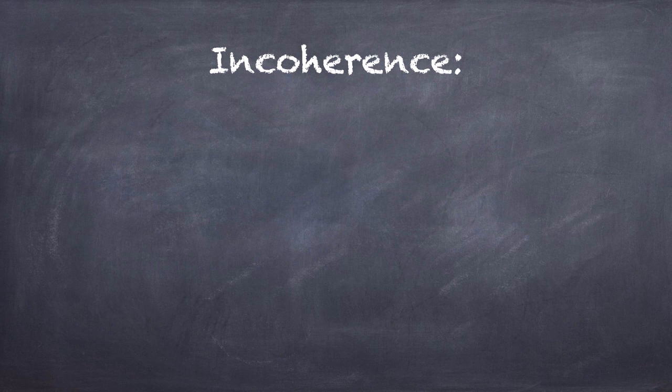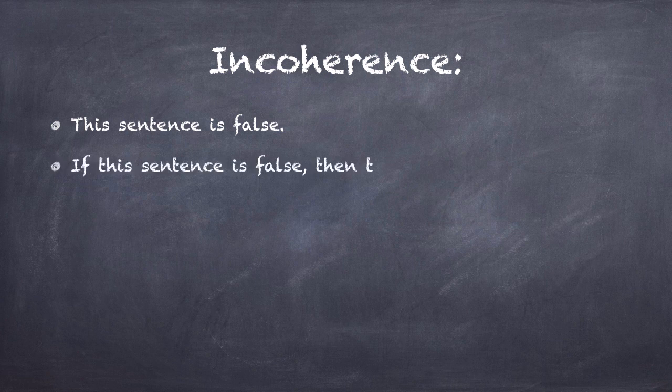Let's look at an example. Let us assume that this sentence is false. Well, either the sentence is true or the sentence is false. By its own description, it can't be true, so it's false. Now, since it says it's false, and it is false, it's true. So, if the sentence is false, then the sentence is true.